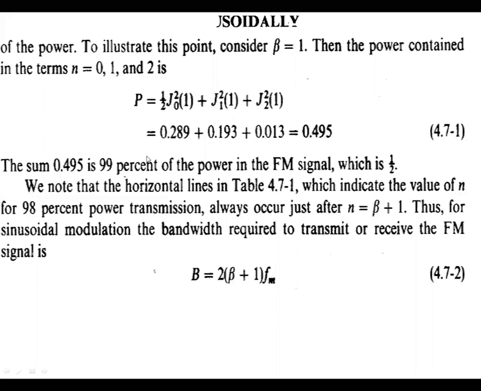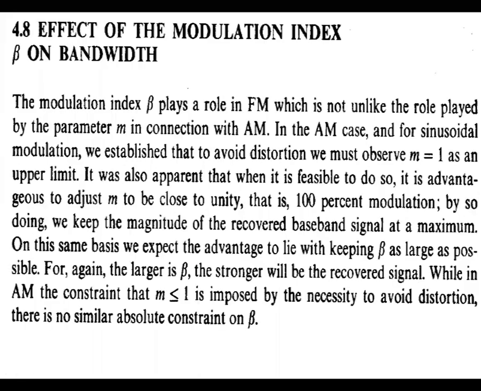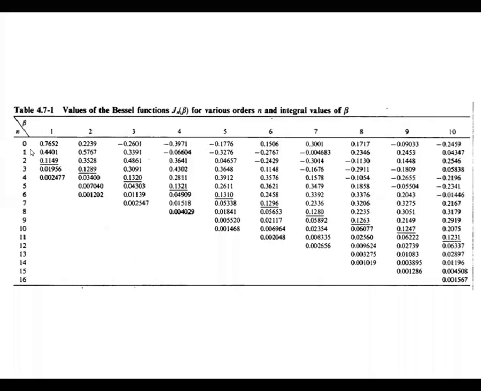What are these values? These values are given in a particular table, that is Bessel's function table. So in this Bessel's function table, beta is equal to 1, n is equal to 0. What is the value? 0.7652. When beta is equal to 1, n is equal to 1, what is the value? 0.4401. When beta is equal to 1, n is equal to 2, what is the value? 0.1149. So in the example, n values 0, 1, 2 are given, so for beta value 1, these values are considered.